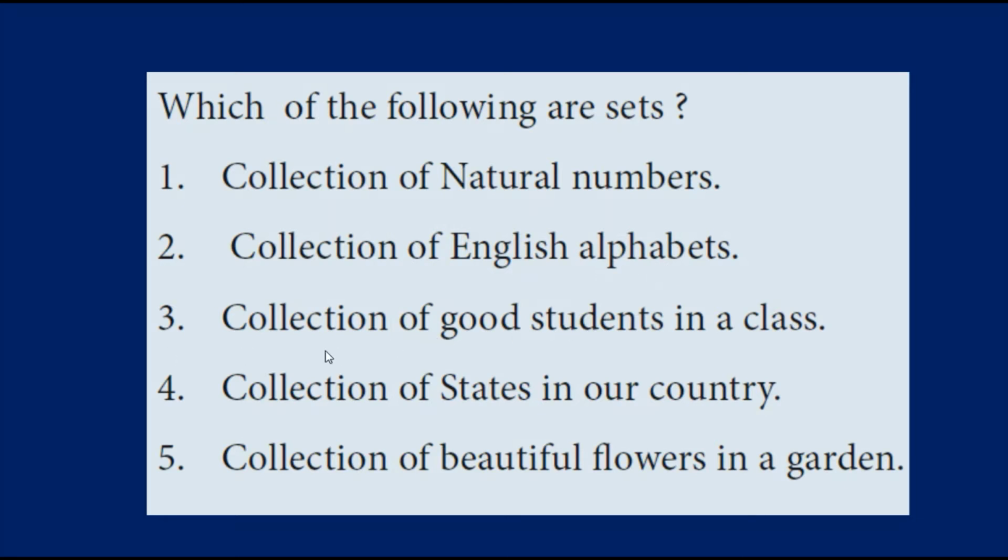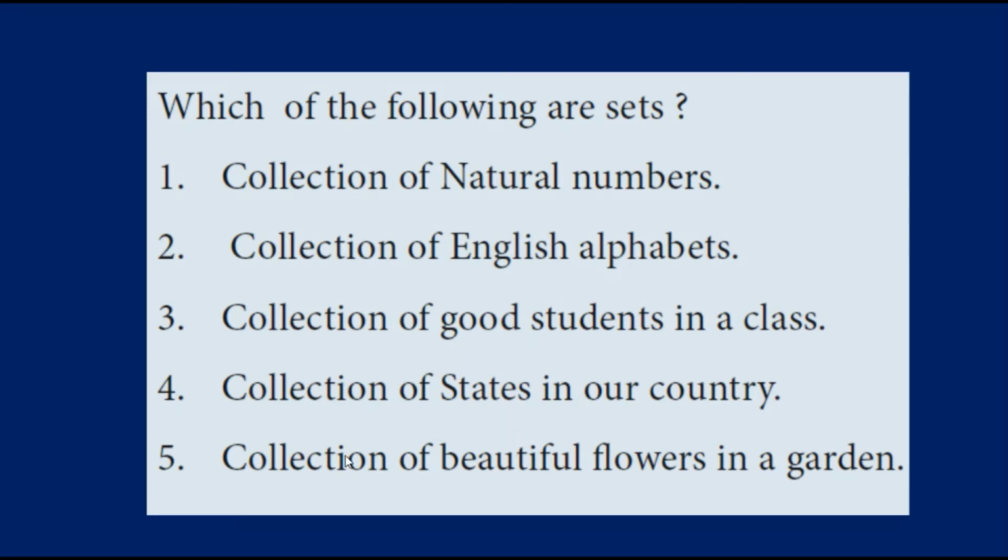Here, the third one, collection of good students in a class. How can we find the good students in a class? A student who is good for one person may not be good for the other one. So we cannot consider this as a well-defined collection of objects, and hence this is not a set. The next one, number 4, is the collection of states in our country. This is a well-defined collection of objects, and hence this is also a set.